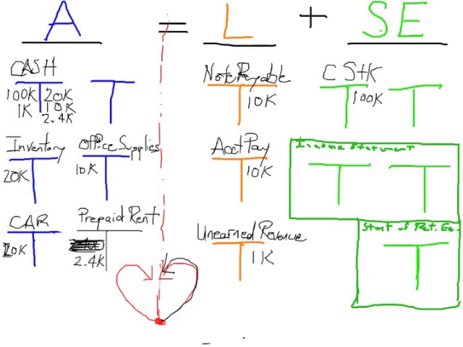Okay. Like I said, assets are things we have that the company has. Liabilities are things that the company owes. And stockholders' equity is things that the company owns. Well, we own the common stock, and we also own retained earnings. Retained earnings is profit.